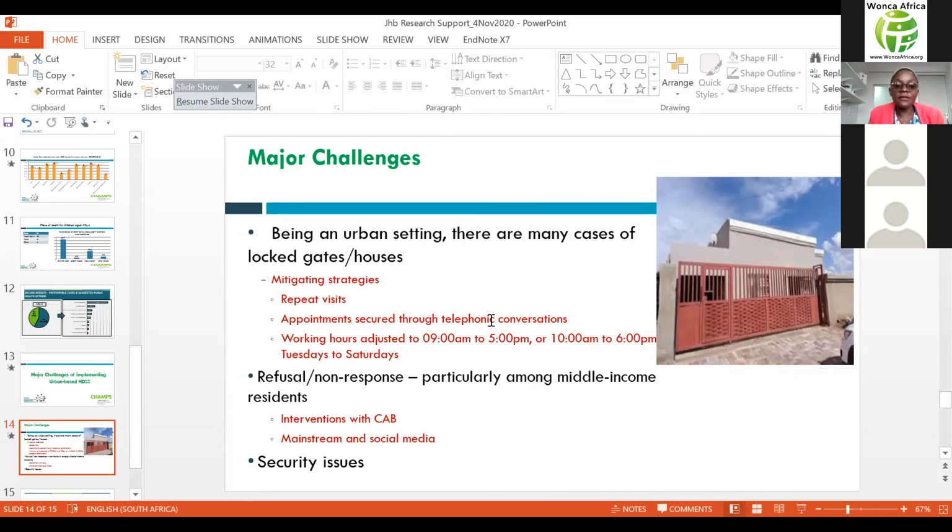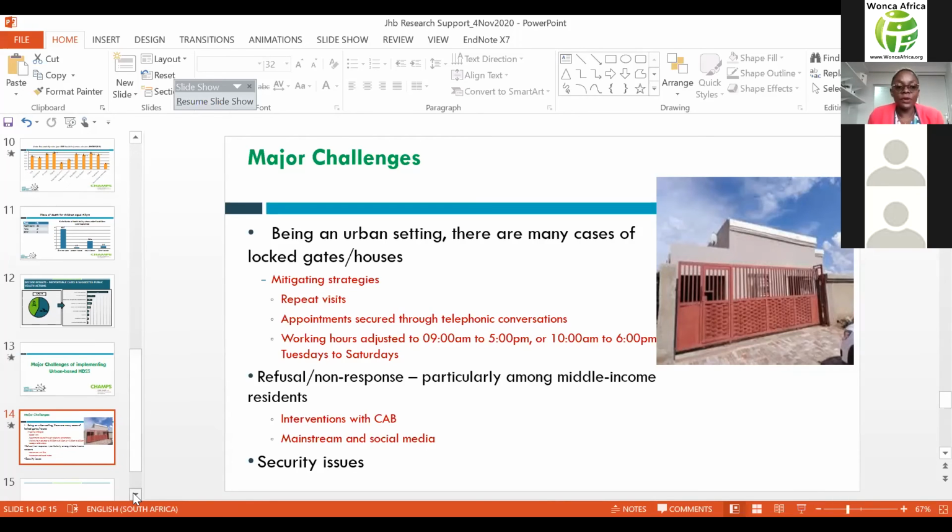We also have significant refusals and non-response, and this is mainly based on security issues. In a lot of the clusters that we visit, they raise concerns that they are not very sure if it's safe for them to let us in. How we resolve this is to work with the local community advice board and with street committees. The street committees go before the data collection rounds and conscientize the community that we are coming and we'll be collecting data.